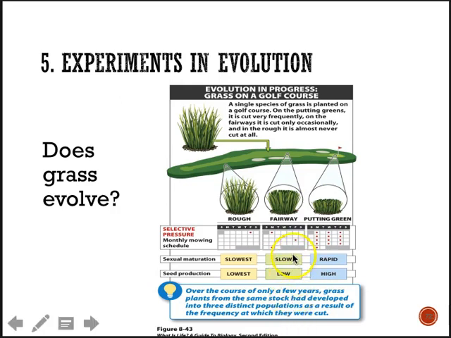So the ones in the fairway, those are kind of slow to mature sexually. Again, that's making the seed heads. And they don't make a lot of seeds, but it's more than the seeds in the rough. And if you look at the grass in the putting green, they're sexually maturing very, very fast. In other words, if they don't sexually mature within a couple of days, they're not going to be able to reproduce. And so they're becoming sexually mature very quickly, and they have a very high rate of putting out seeds.